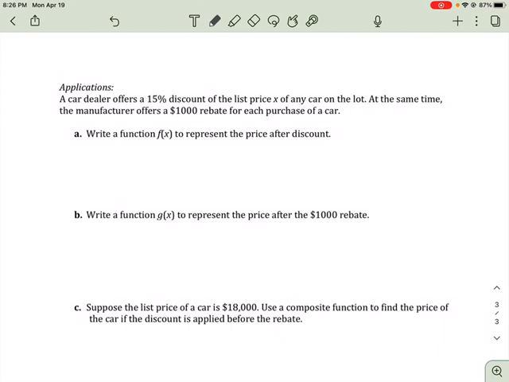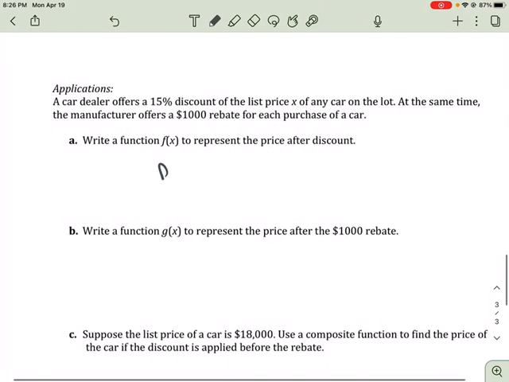But a car dealer offers a 15% discount off the list price, which we're going to call x, of any car in the lot. At the same time, the manufacturer offers a $1,000 rebate for each car purchase. So this actually happens out there. My neighbor just bought a car. This was one of the things that happened. Do you get to take the discount or do you take the rebate, which is a better deal?